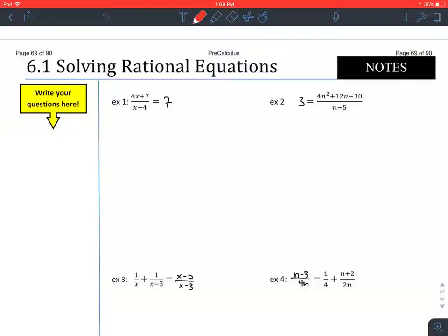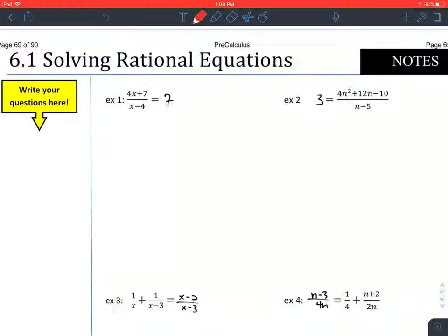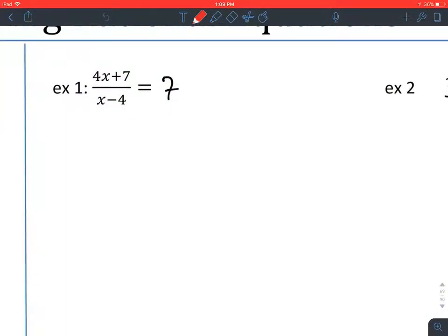We are starting 6.1, solving rational equations, and I'm going to show you how I would solve these equations. If you have a different method, as long as it's mathematically sound, I'm cool with it. But I think if you give this a shot, a John Wilkes Booth, if you will, that you will enjoy the way that I'm doing it.